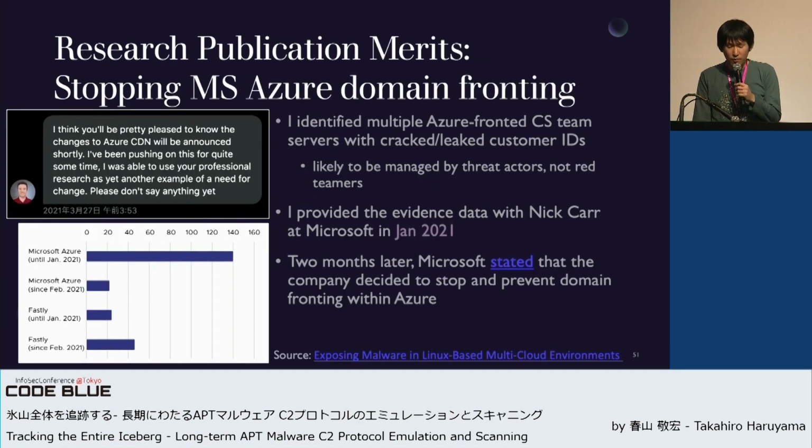One of the good things about the publication is I could help to stop Microsoft Azure domain fronting. I identified multiple Azure-fronted Cobalt Strike team servers with cracked and leaked customer IDs. That means they were likely to be managed by criminals, not red teamers. So I provided the data to a person at Microsoft. Then 2 months later, Microsoft decided to stop and prevent domain fronting within Azure. Since then, the new Azure-fronted cases have decreased.